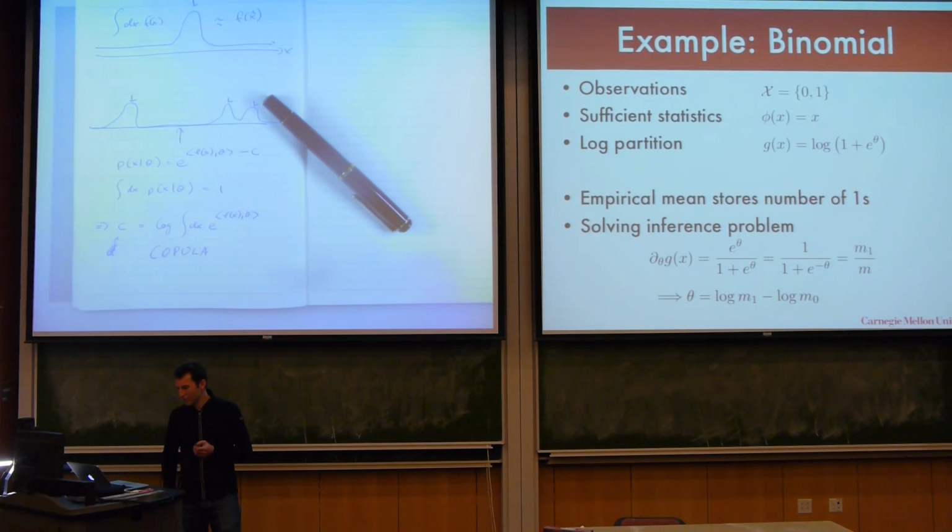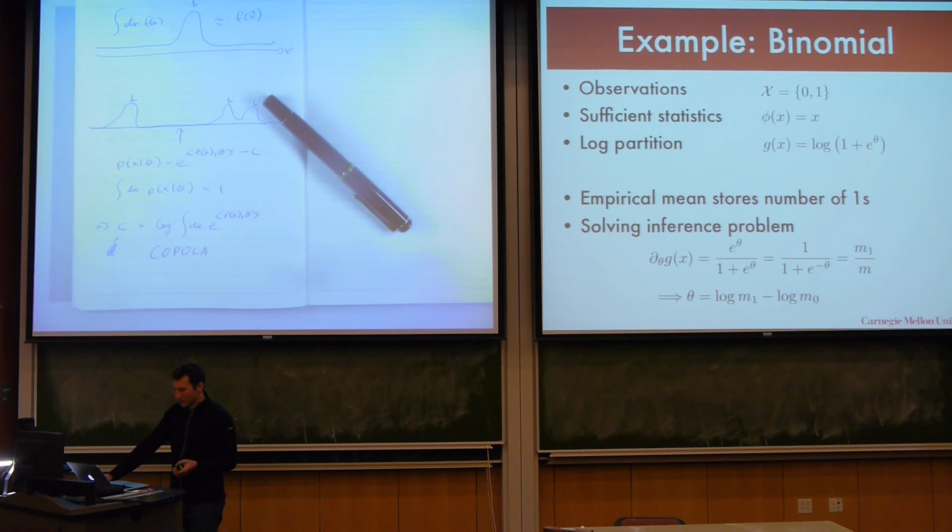Okay. So let's look at a couple of examples. Well, what's the simplest thing? We have observations 0 and 1. Just to mix it up, I've picked 0 and 1 rather than minus 1 and 1. And so in this case, phi of x, well, let's just pick x. In that case, the log partition function is just e to the 0 times theta, which is 1, plus e to the theta, which is e to the theta. So the log thereof is our log partition function.